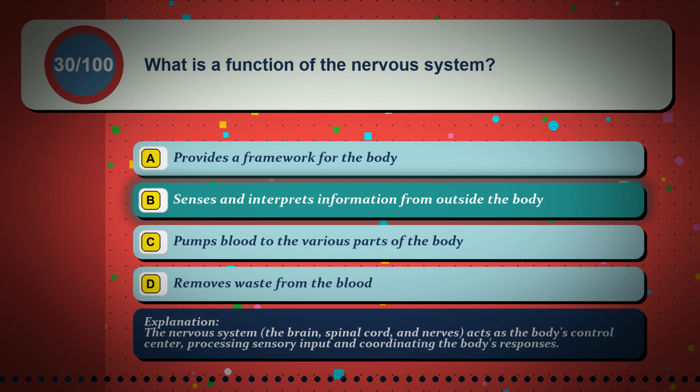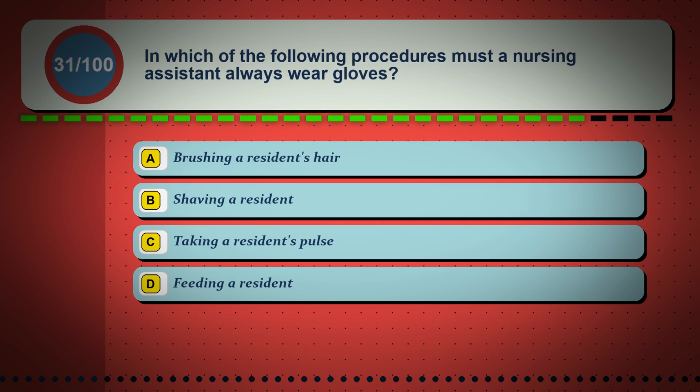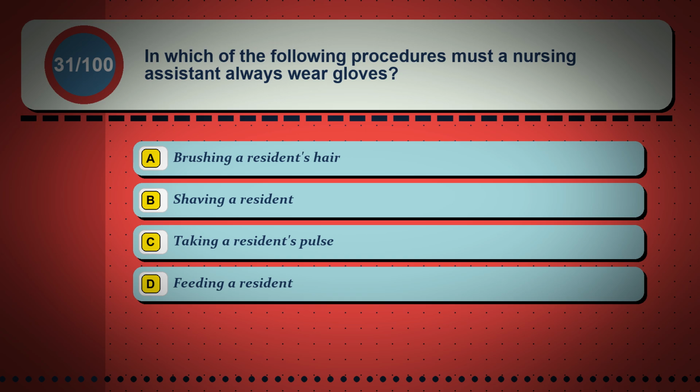The nervous system, the brain, spinal cord, and nerves, acts as the body's control center, processing sensory input and coordinating the body's responses. Question 31. In which of the following procedures must a nursing assistant always wear gloves? Option A, brushing a resident's hair. Option B, shaving a resident. Option C, taking a resident's pulse. Option D, feeding a resident.